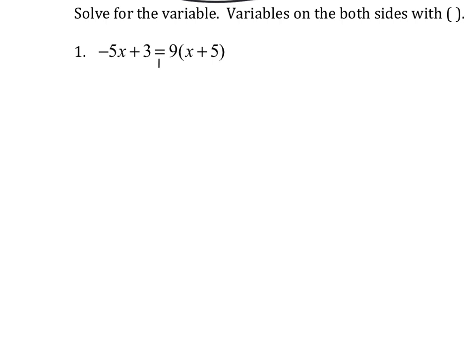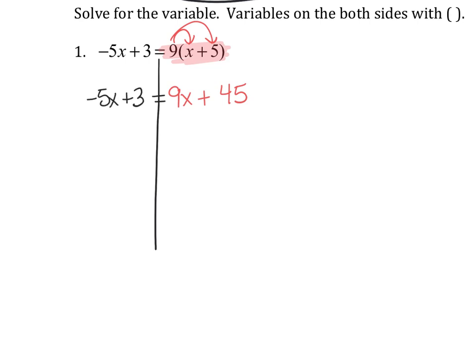So again, draw a line down the middle if you need help remembering where both sides of the equation are. First step, get rid of parentheses. Notice I have this 9 times x plus 5. So to get rid of it, I'm going to distribute that 9 into both pieces. So I have 9 times x is 9x plus 9 times 5 is 45. So if I write down the rest of my problem, I've got equals negative 5x plus 3.